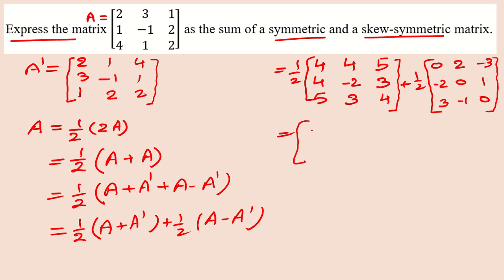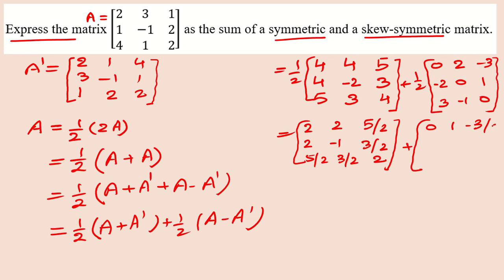So, it will be 2, 2, 5 by 2 and then 2 minus 1, 3 by 2, then 5 by 2, 3 by 2 and 2. Same here, it will be 0, 1, minus 3 by 2, minus 1, 0, 1 by 2, 3 by 2, minus 1 by 2 and 0. And this will be your answer.